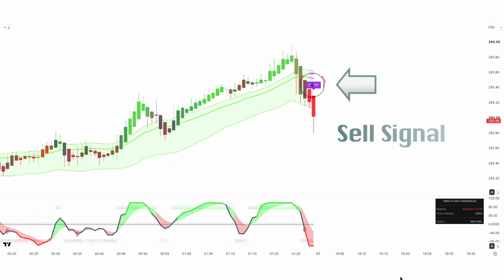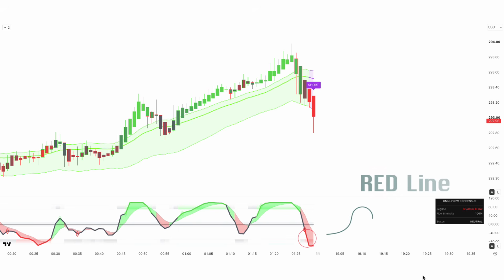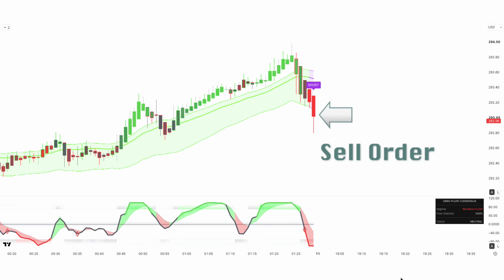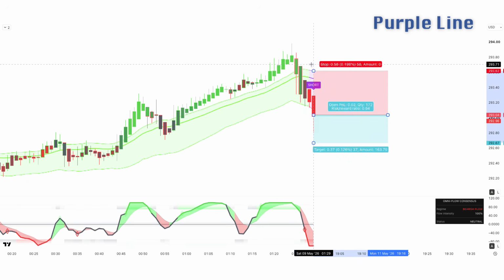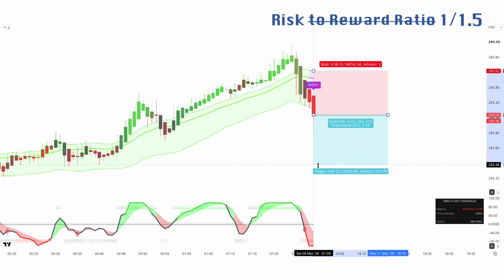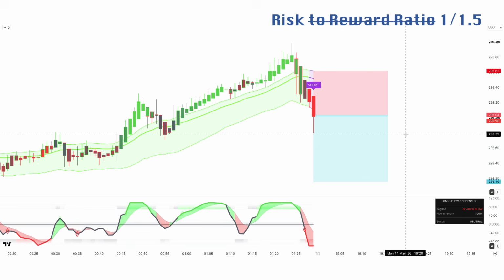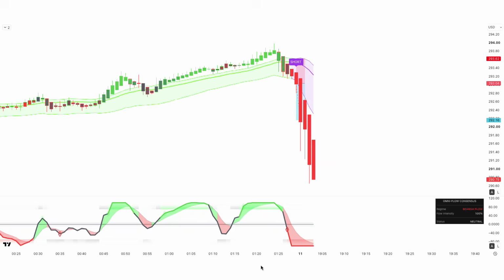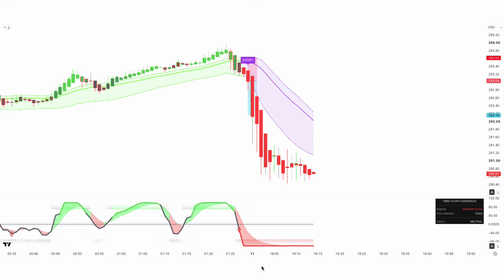When the RMA ATR Bands label down appears, this is the short sell signal, and the red line of OmniFlow Consensus should be below the zero line. When the market forms a bearish candle and this condition is fulfilled, we will place a sell order. Our stop loss is placed at the purple line, and the risk to reward ratio will be 1 to 1.5. The market has completely hit the target. Let us now understand the long position.